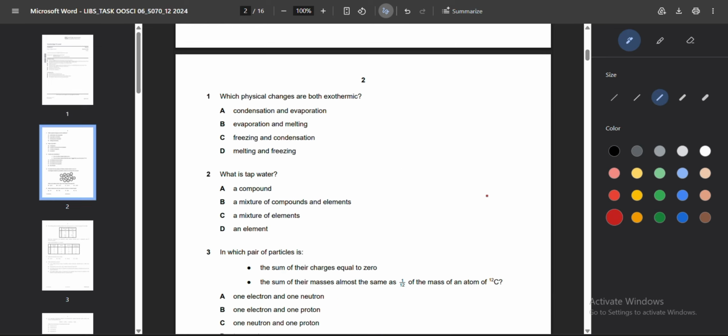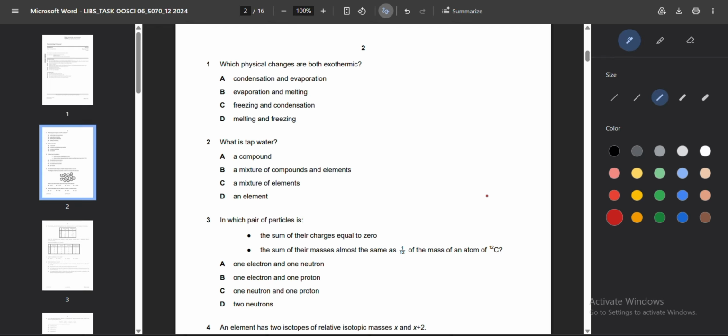Question number 1 is: which physical changes are both exothermic? Condensation and evaporation, evaporation and melting, freezing and condensation, melting and freezing. So they are talking about exothermic changes. In exothermic changes, heat is given out. In freezing and condensation, particles lose their energy to the surrounding. This energy is released as heat and the particles move closer together.